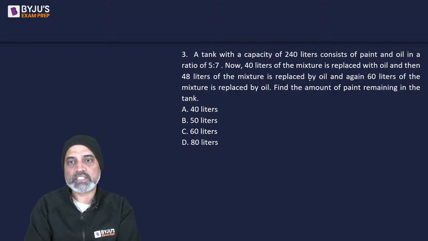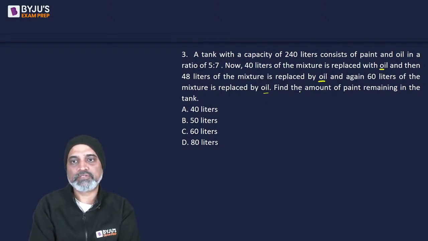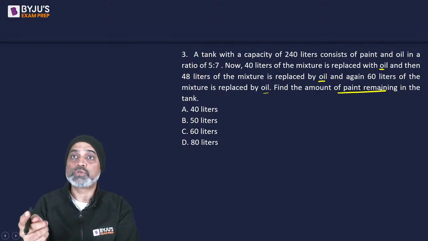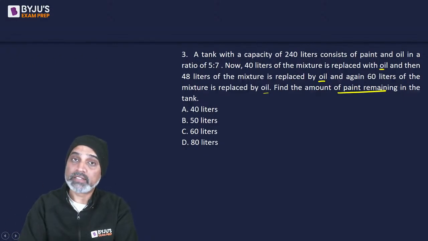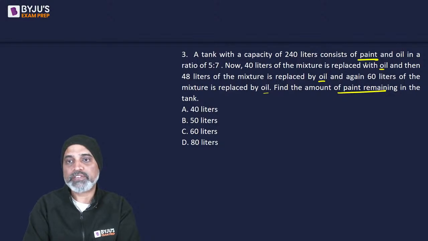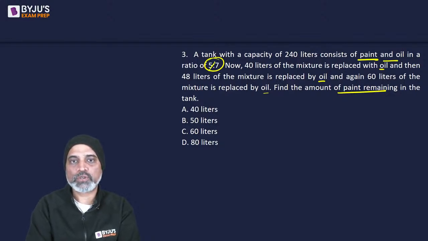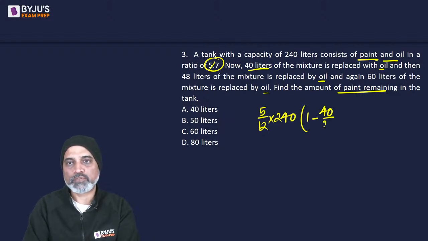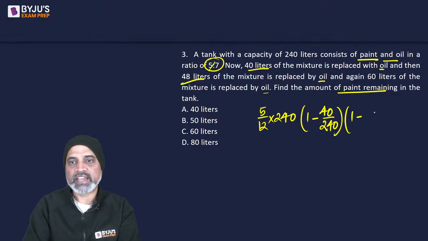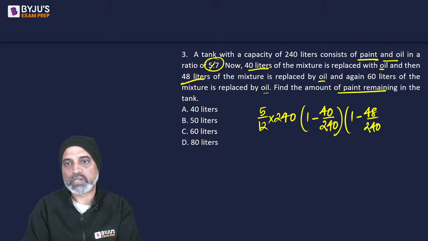So in this case, since we are replacing it with oil every time and we are asked about paint, we will have to use the same formula but with paint, right? So how much paint did we have initially? The paint we had was 5/12 of 240 liters. Then you open the bracket, 1 minus, how many was replaced initially? 40. And what was the total volume? 240. Second time, how much was replaced? 48. Out of how many liters? 240. Third time, 60 liters was replaced, so 60 upon 240.